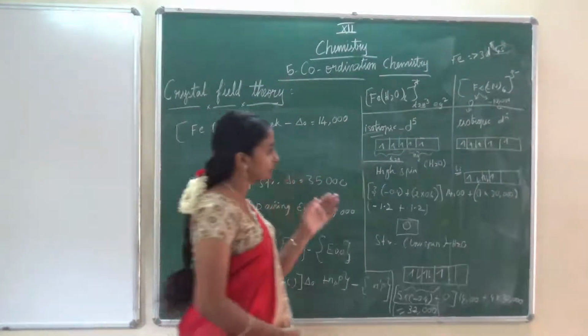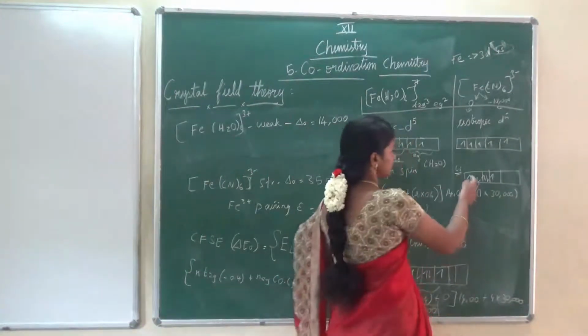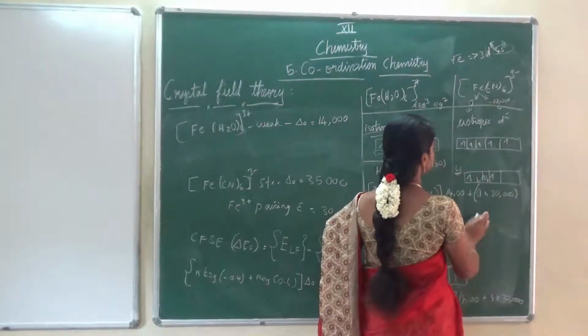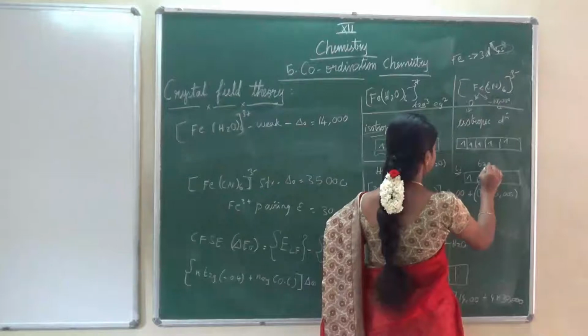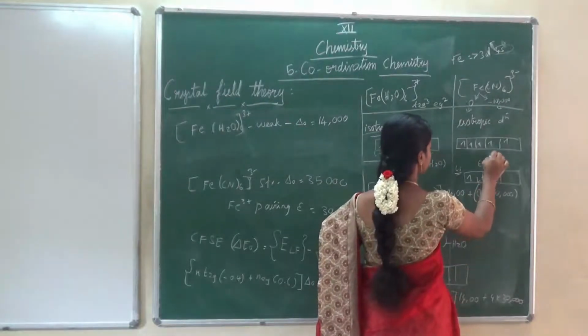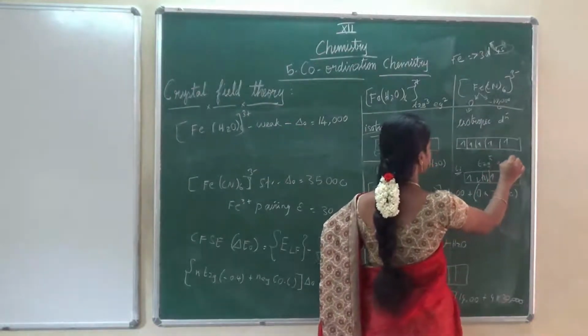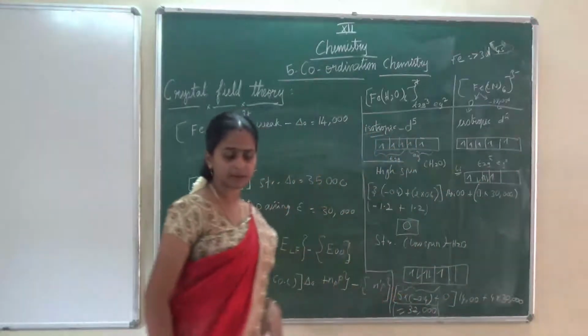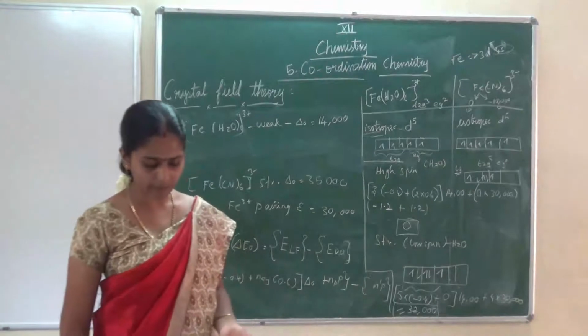So there, what is the electronic configuration for this complex now? It is t2g5 and eg0. Okay, children, the next thing they can ask is the magnetic property.